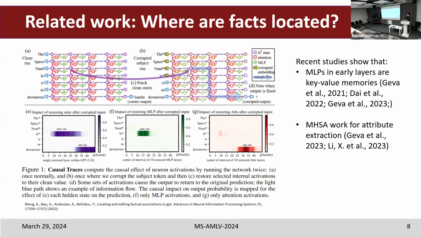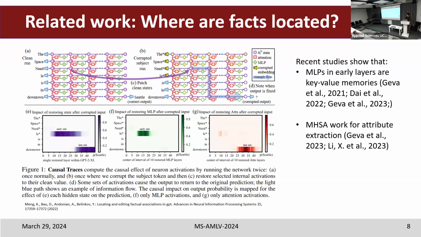Before we begin with fact editing methods, I want to share with you how the facts are stored and located. Recent studies show that MLPs in early layers are the key-value memory storages, and multi-head self-attention blocks work as knowledge retrieval mechanisms. But how did they actually find that? Here on the figure, you can see the description of the causal tracing method. What they are doing there is noising the input that is given to the model.